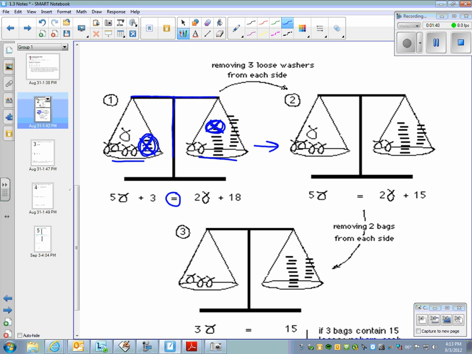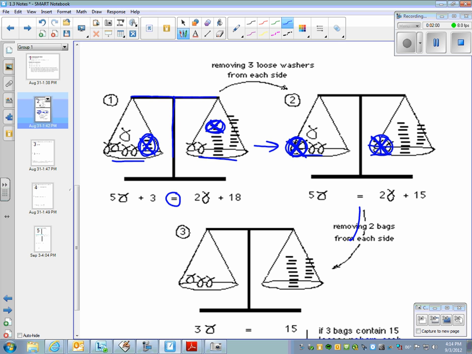Next one. This has 5 bags of washers, and this one has 2. So what we can do is take 2 of these and cross them out. But remember, if we cross these out over here, then we have to cross them out over here too. Whatever we do to the left, we have to do to the right.